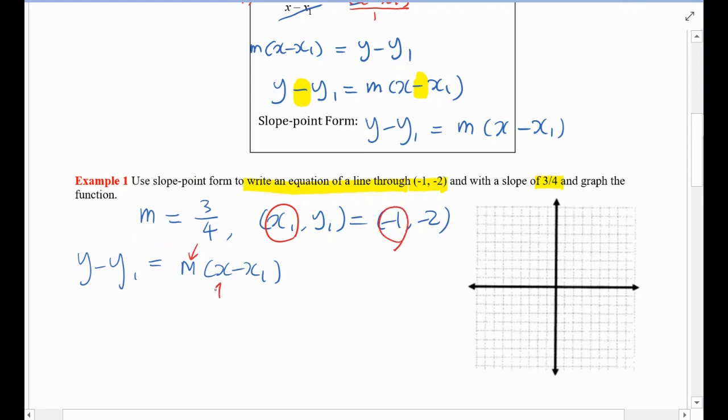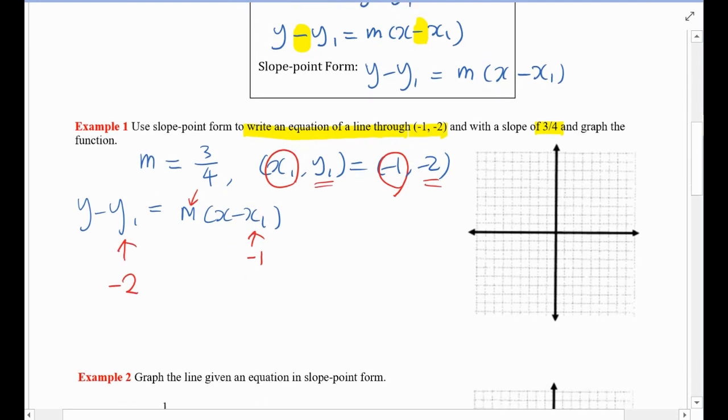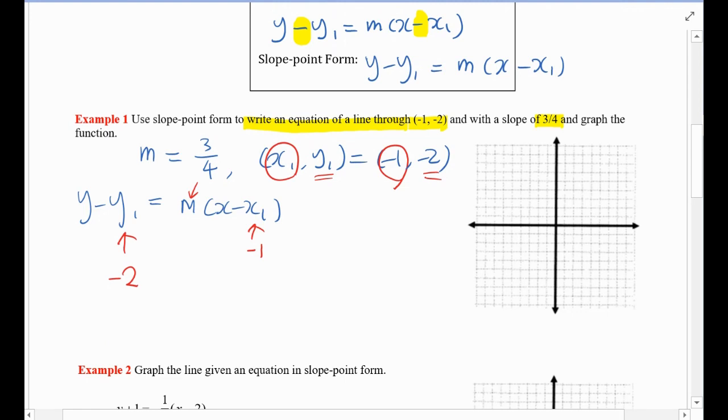And x1 is -1, so plug x1, which is -1, into x1. y1 is -2, right? So we're going to plug -2 into y1. Okay, let's rewrite it then. y minus -2 equals 3 over 4 times x minus -1.